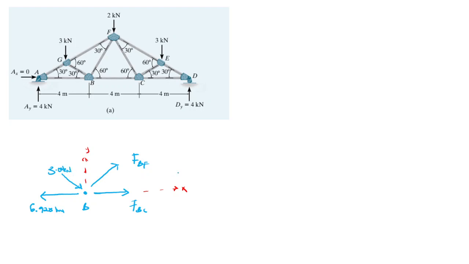So this is joint B, right? Still the same, summation of forces in the vertical direction, Fy equals 0. We have FBF sine 60 minus 3 sine 30 degrees equals 0. I hope you are following. This is 60 degrees, this is 30 degrees.